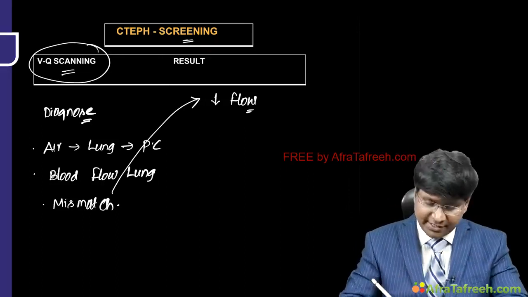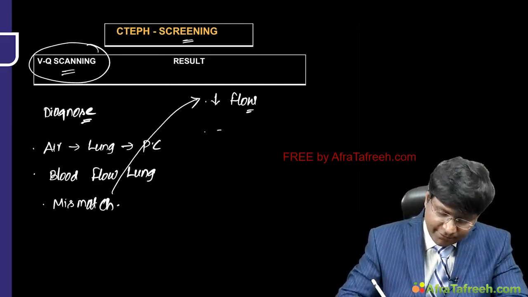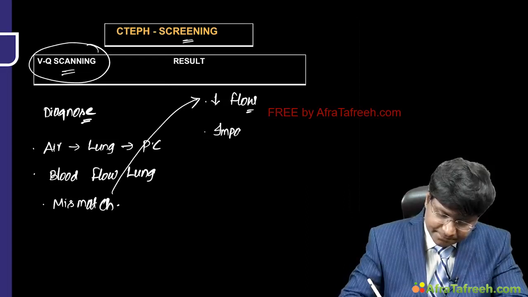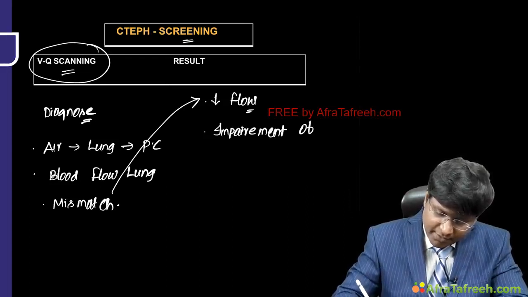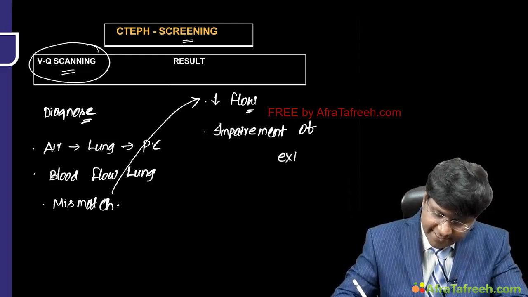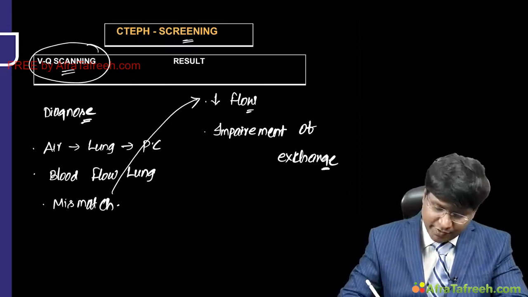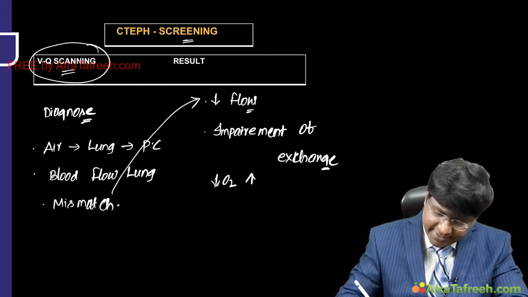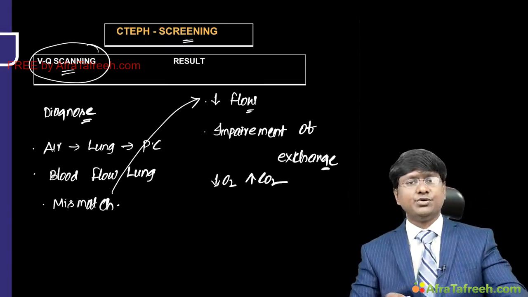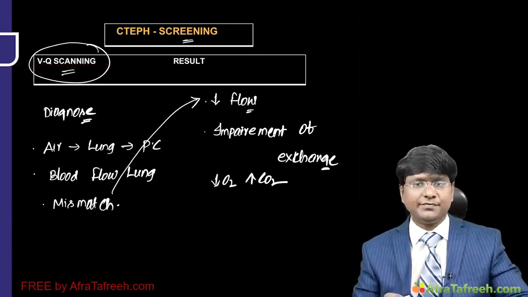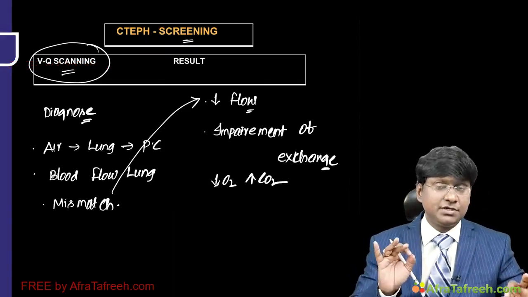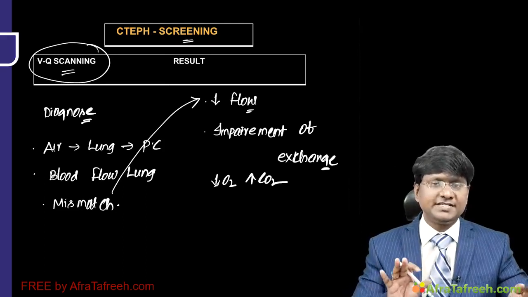And the next important thing is there will be impairment of gas exchange. Okay. Why? Because when the flow of blood to the lungs is not there, there is no question of gas exchange. So you will notice that there is hypoxia and there is hypercapnia. That is what you will be able to make out in the ventilation perfusion scanning, right? So the VQ scan is a screening method for your CTEPH.